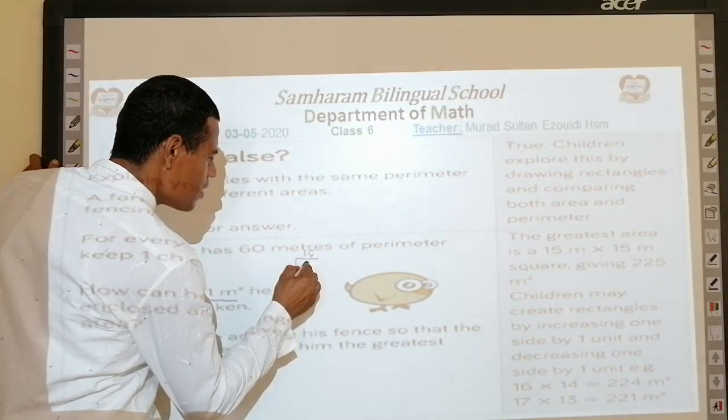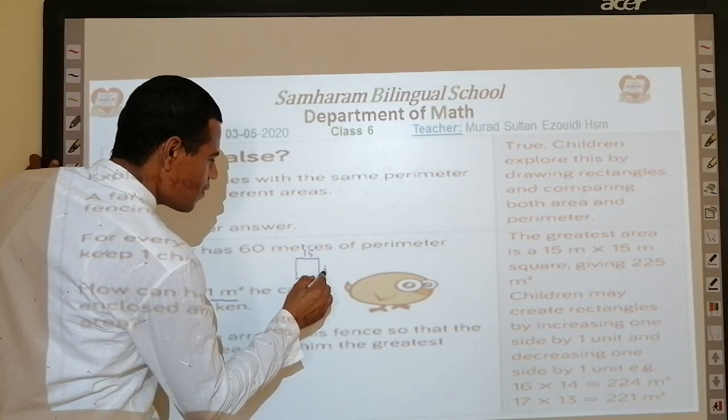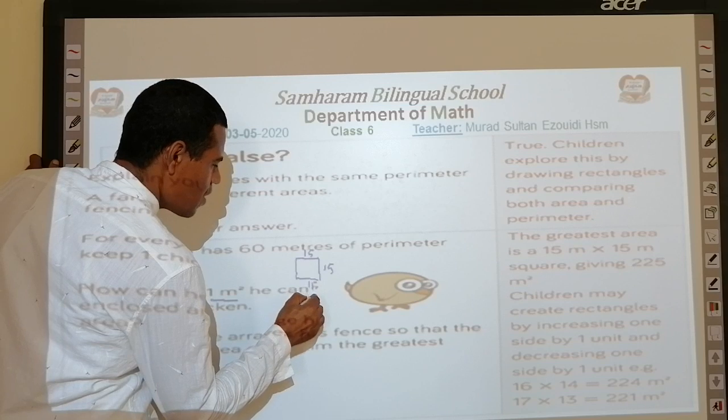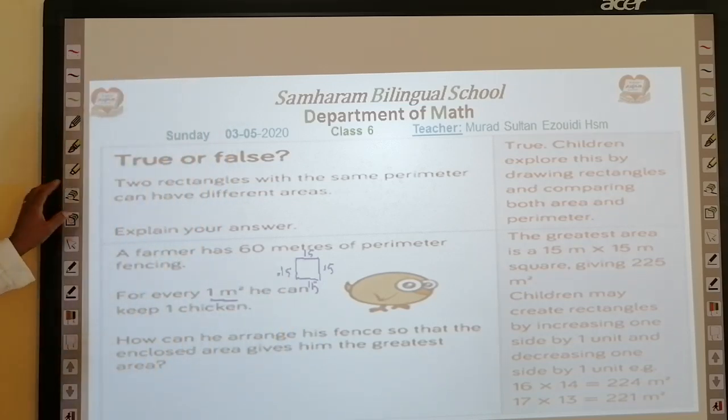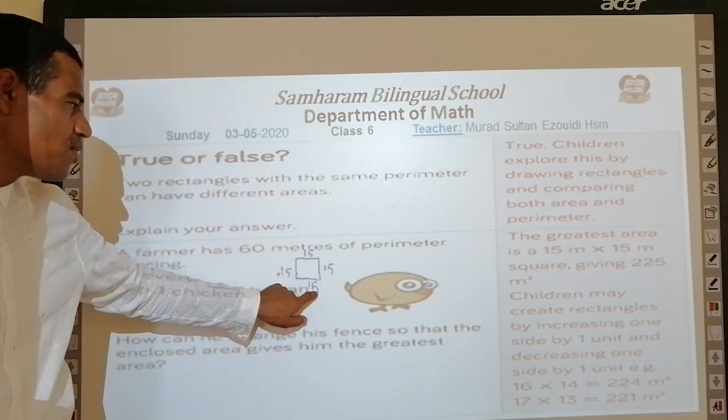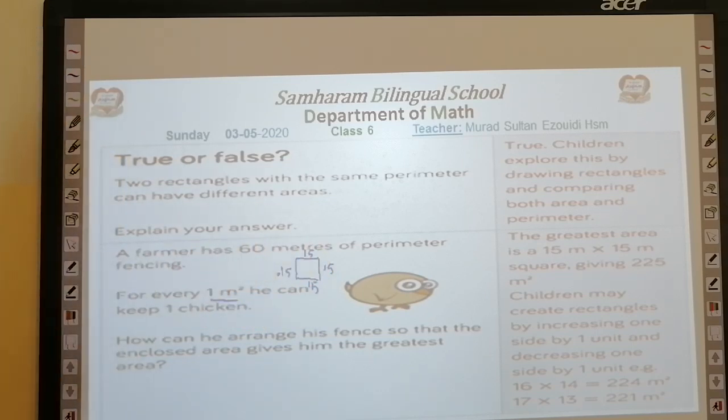This is 15. This is 15. This is 15. And this is 15. Okay? This is about the perimeter. 15 plus 15 plus 15 plus 15 gives 60.